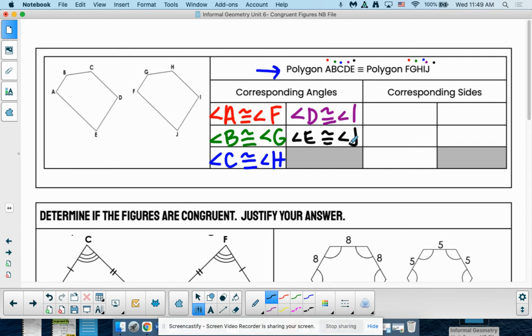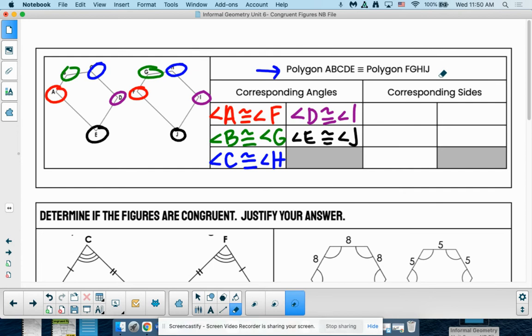Now we could look at our picture now. I mean, if that helps. Does A look like it's in the same spot as F? It sure does. Does B match G? Yeah, you could have done this too, but sometimes it's hard to tell. So that congruent statement really is helpful to tell you what goes with what. Okay? So now let's do our sides.